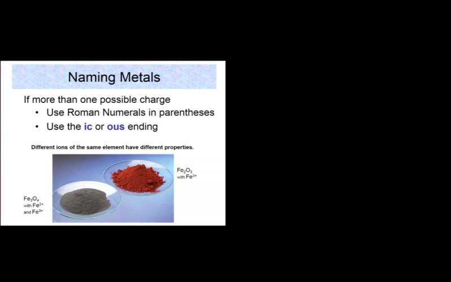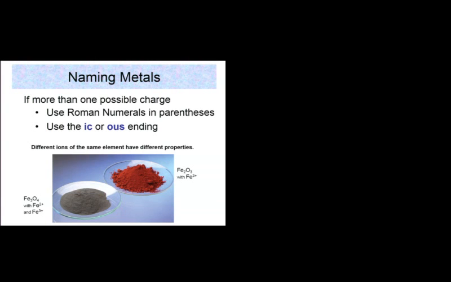Okay, so let's do iron. Fe2+. I would write iron what? Roman numeral 2. Okay, let's do another ion. Fe3+, I would write what? Iron, Roman numeral 3. There you go. That's how we do it.